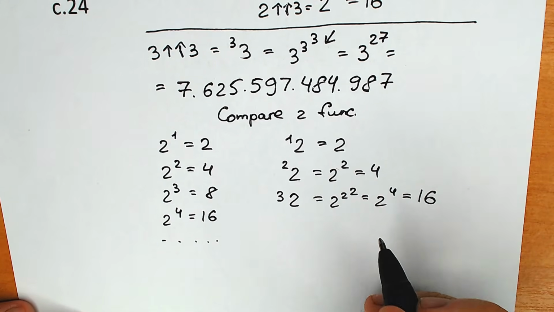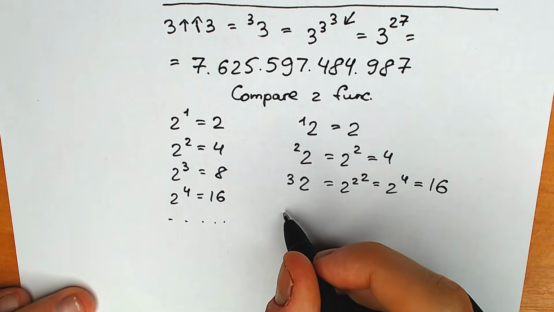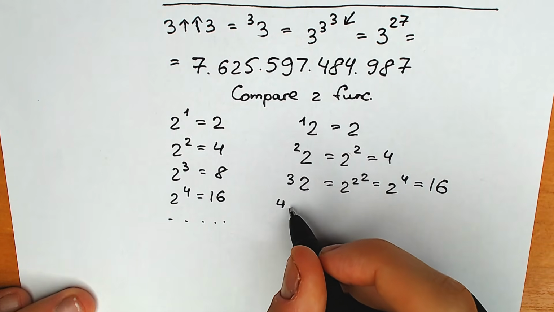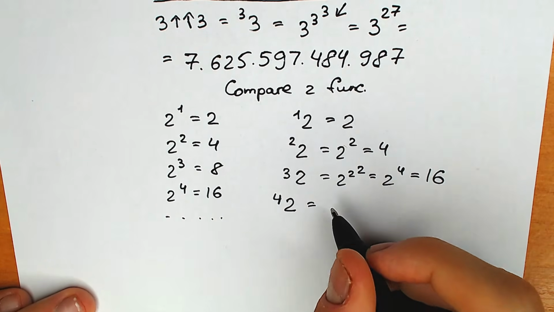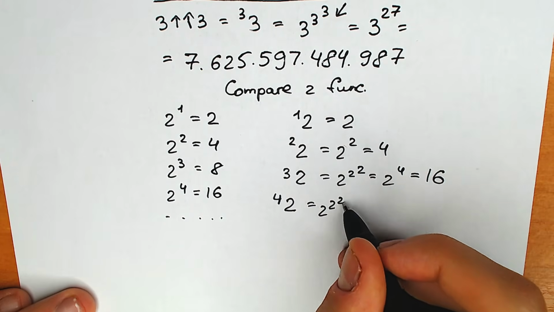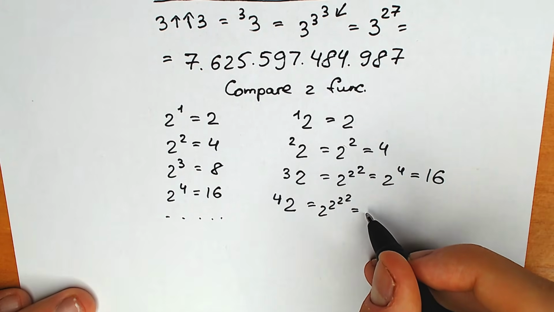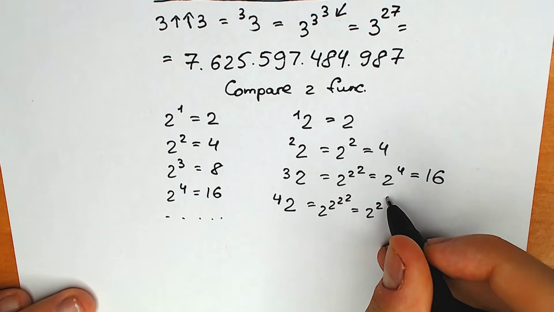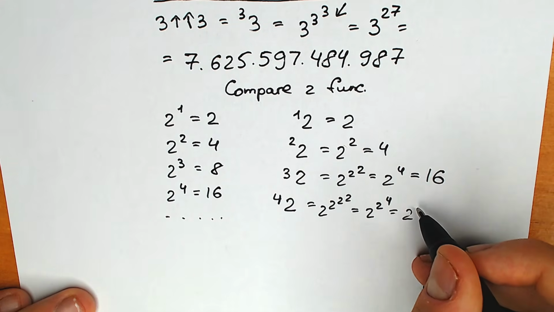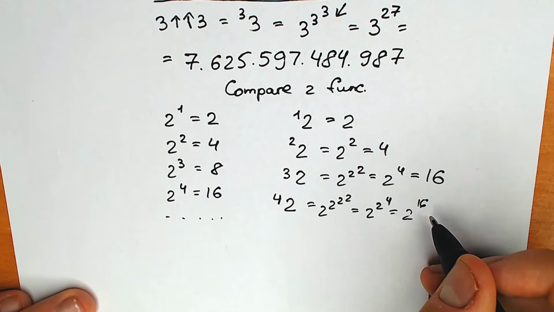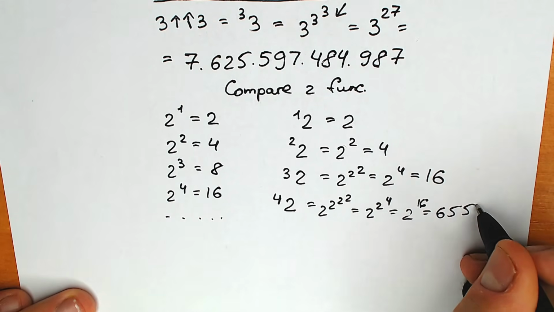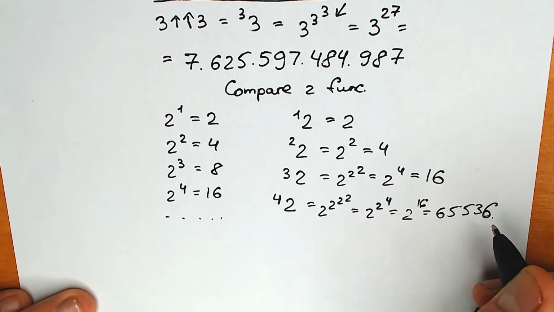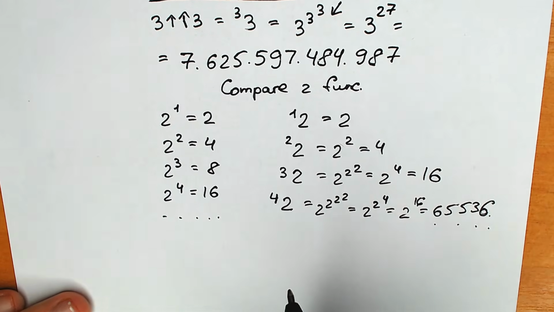But as you can see right now, let's move 4 to the left side. So tetration right here at this point, okay? As a result, we have 2 to the power 2 to the power 2 to the power 2. This is equal to 2 to the power 2 to the power 4. This is equal to 2 to the power 16. This is a very huge number. This is 65,536. So as you can see, this tetration function grows extremely fast.